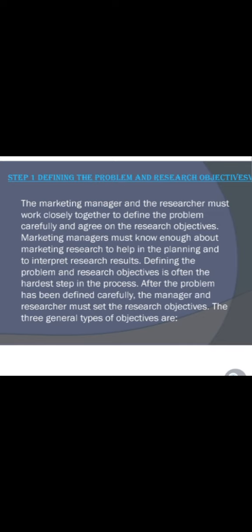The three general types of objectives are exploratory research, descriptive research, and causal research. Exploratory research, where the objective is to gather preliminary information that will help to better define problems and suggest hypotheses for their solution. Descriptive research is where the intent is to describe things, such as the market potential for a product or the demographics and attitudes of customers who buy the product. Causal research is research to test hypotheses about cause and effect relationships.